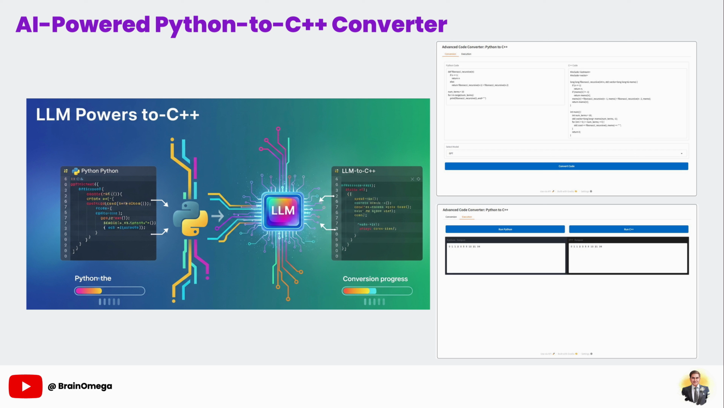Well, today, that's exactly what we're going to build. We are going to create a complete Python to C++ code converter from scratch. This isn't just a simple script, it's a full-stack application that uses powerful large language models like GPT-4o and Claude 3.5 Sonnet as its reasoning engine. We'll build the back-end logic, the AI communication pipeline, and a beautiful web interface with Gradio where you can see the magic happen in real time.